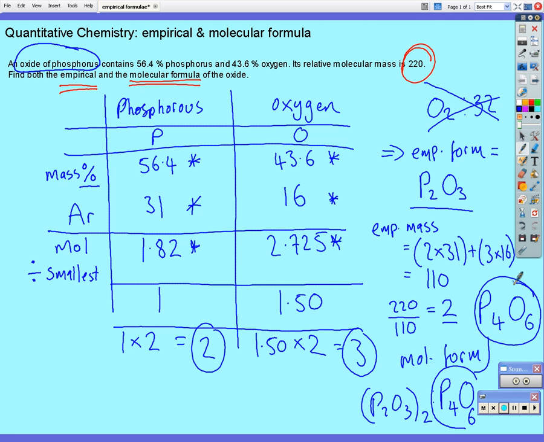Remember, whether you're given percentages or grams, just do it the same way. Okay? Same way. Mass as a percentage or mass as grams, divide by the relative atomic mass to give you moles, divide by the smallest. That might give you a whole number ratio. If not, find integers, whole numbers, to multiply by in order to get you that whole number ratio.